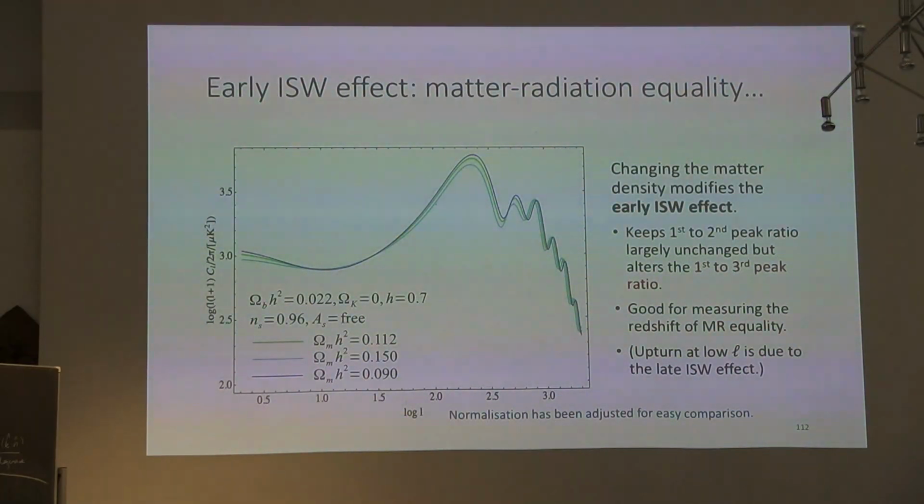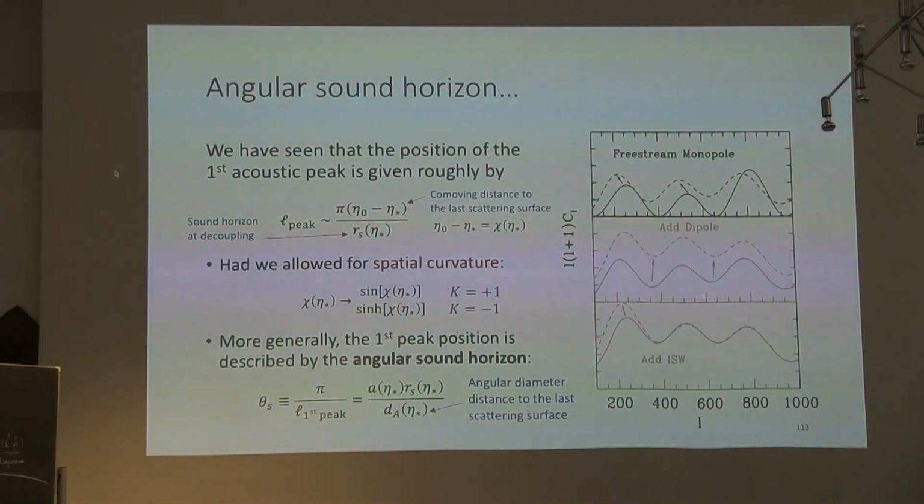Now, as I mentioned earlier as well, the angular sound horizon is another thing we can pin down. Essentially, the angular sound horizon is about where the peaks occur in L space, and as we wrote down this expression earlier, L peak goes like pi times the co-moving distance to the last scattering surface divided by the co-moving sound horizon, Rs.